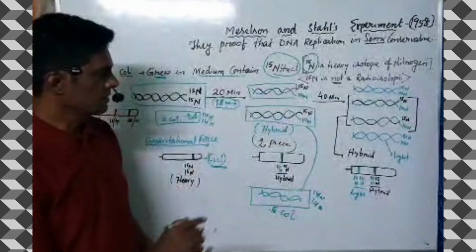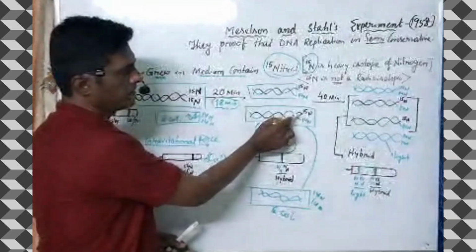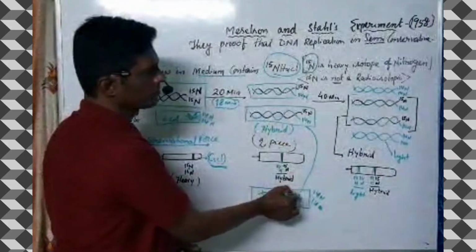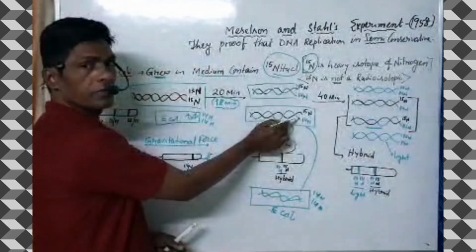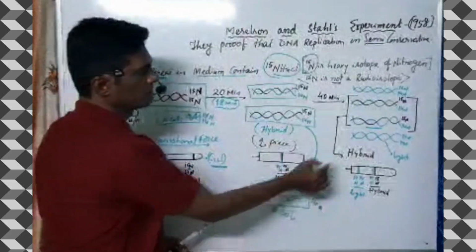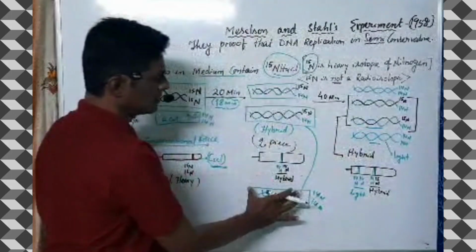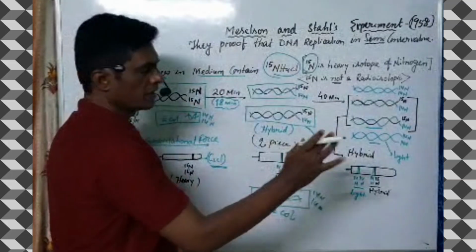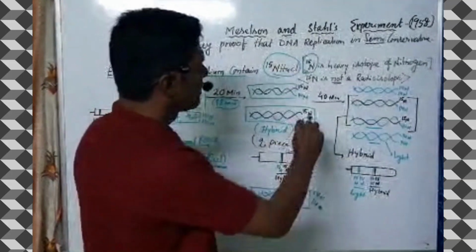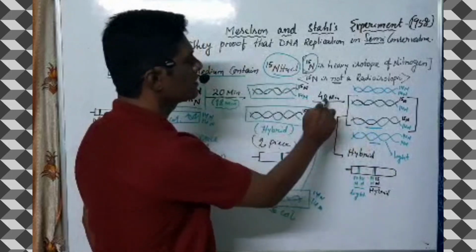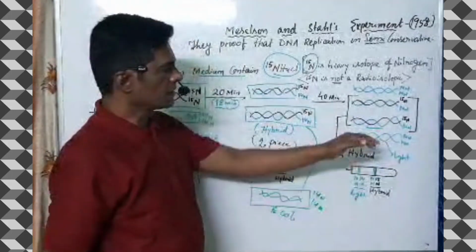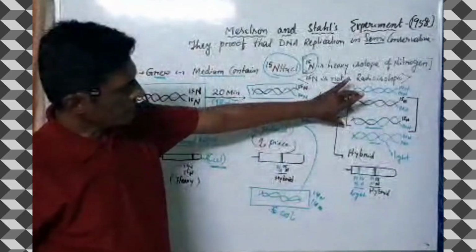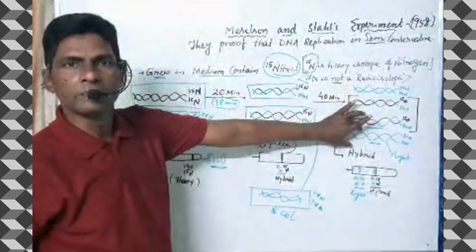After that, what happens? It produces N15 plus N14, one hybrid, and N14, one light. Like that, this bacteria again produces two types of DNA in the second generation after 40 minutes. In the second generation, one bacteria produces one hybrid, another is light.